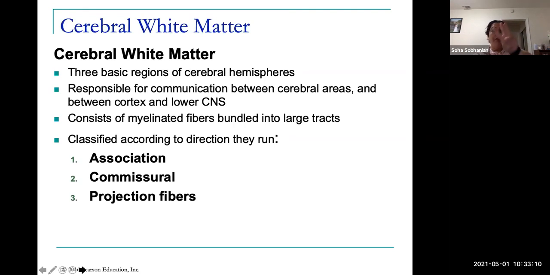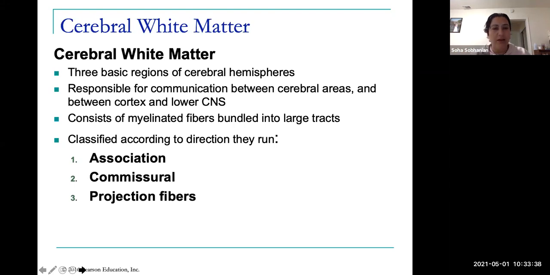Third type of connection is you want your brain to work with the spinal cord and the rest of your body. So the connection is between two organs. So one more time, connection within the hemisphere, connections between the two hemispheres, and connection between the brain and the spinal cord.